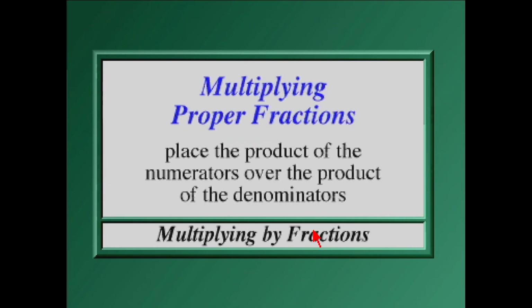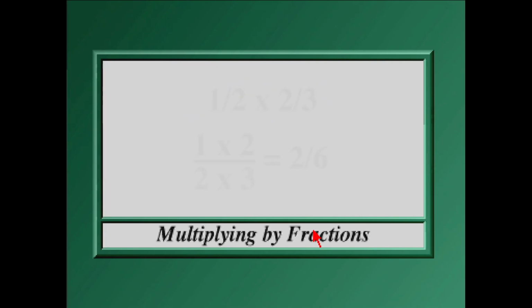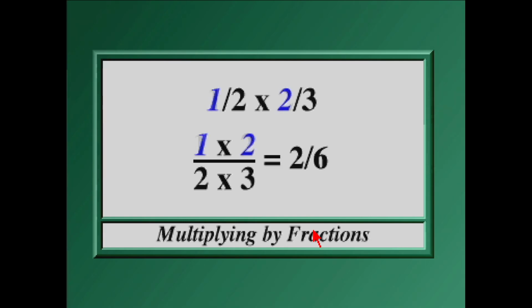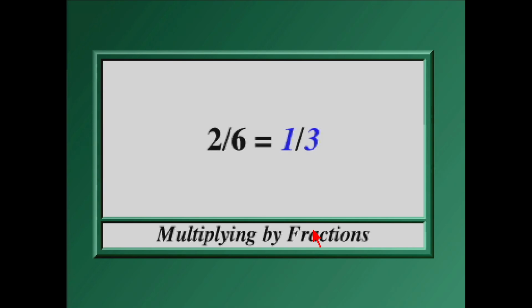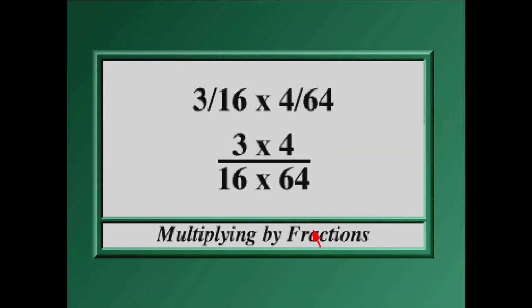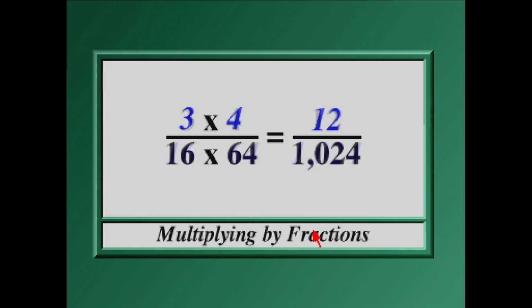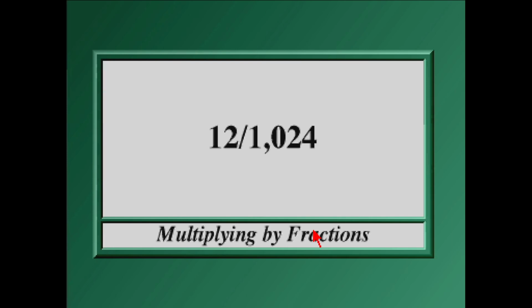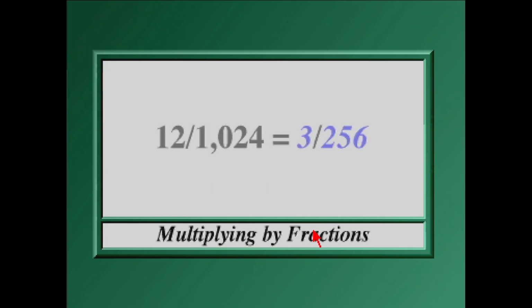To multiply one proper fraction by another proper fraction, place the product of the numerators over the product of the denominators. For example, 1/2 times 2/3 equals 1 times 2 over 2 times 3, or 2/6. 2/6 reduced to its lowest terms is 1/3. To multiply 3/16 by 4/64, multiply 3 times 4 for the numerator and 16 by 64 for the denominator. 3 times 4 equals 12. 16 times 64 equals 1,024. The fraction becomes 12 over 1,024. Reduce to lowest terms and the answer is 3 over 256.